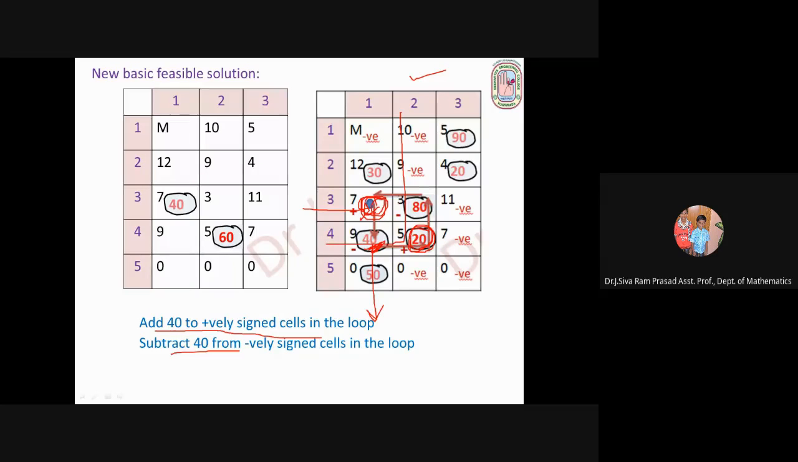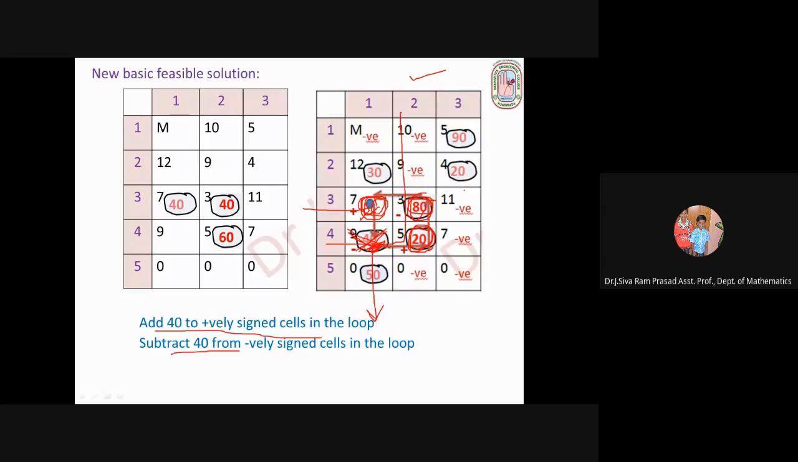Now subtract 40 from the negatively signed cell. Since the 4,1 cell is the leaving cell, we need not write it. We have to write this cell only, that is the 3,3 cell. In the 3,3 cell, the previous allocation is 80, and it is a negatively signed cell. So subtract 40. 80 minus 40 is 40. So the 3,3 cell is 40, and circle it.